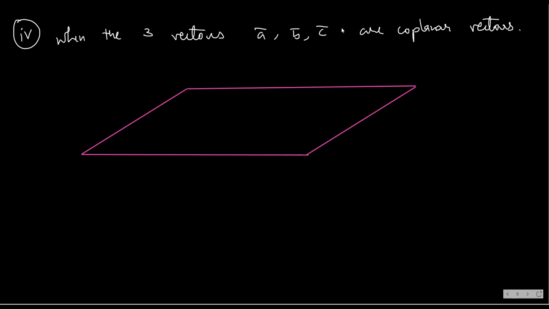Now, in this plane, suppose I have three vectors: a bar, then the next vector b bar, and then I have another vector, say c bar. So I have here a bar, b bar, and c bar. These three vectors are in one plane. You can understand they are in one single plane.